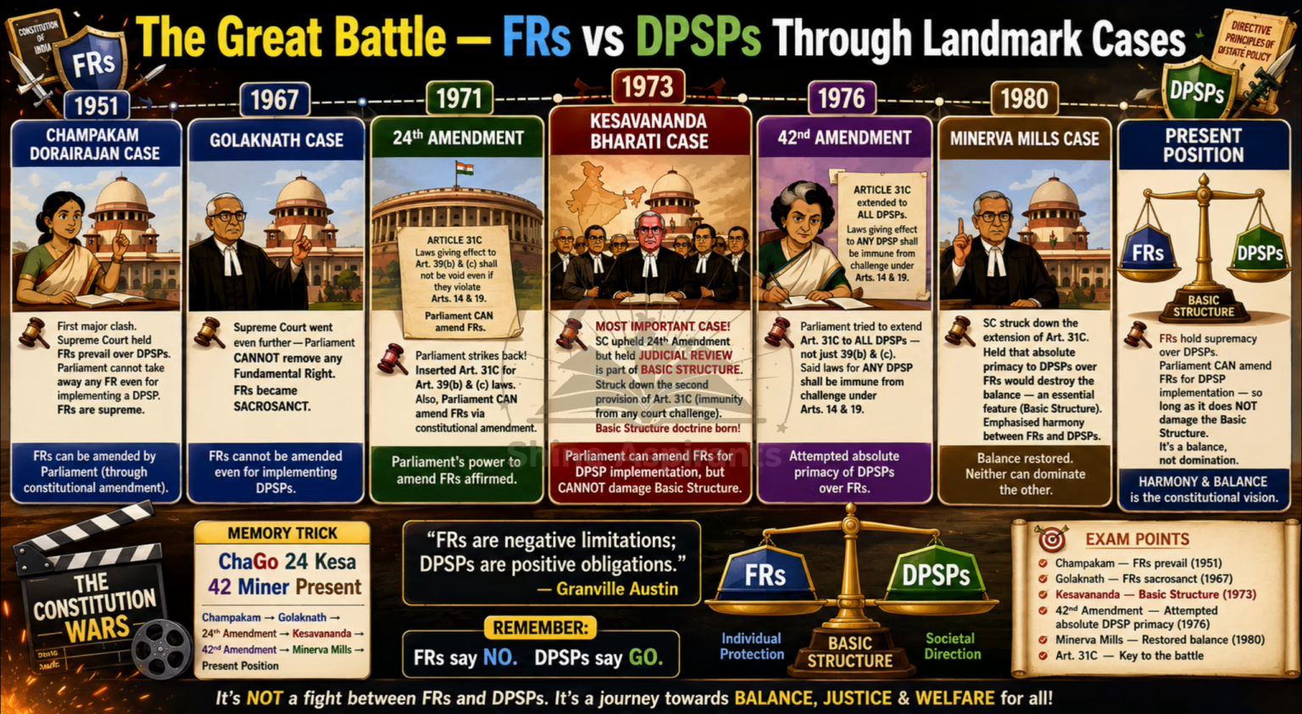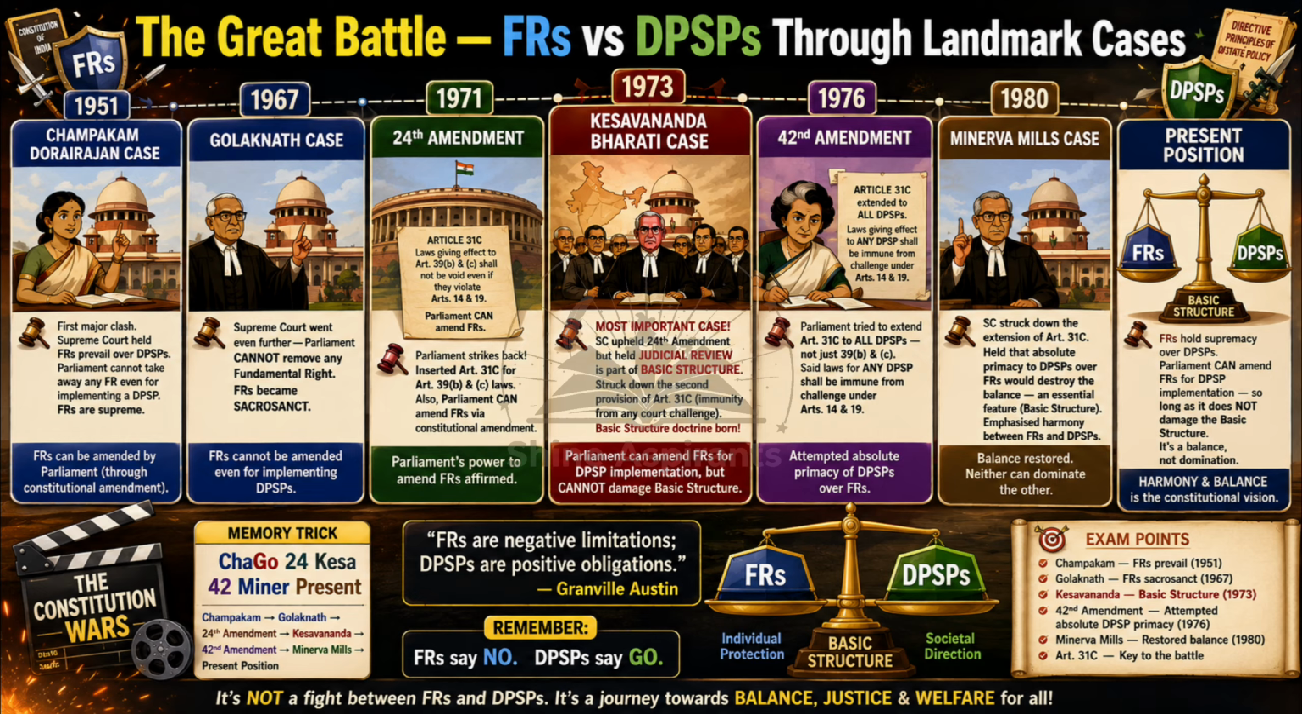1973 Kesavananda Bharati case. This is the most important case in Indian constitutional history. The Supreme Court upheld 24th Amendment but established judicial review as a basic structure of the Constitution. The second provision of Article 31C, which made DPSP laws immune from any court challenge, was struck down. The basic structure doctrine was born. Parliament can amend FRs for DPSP implementation, but cannot damage the basic structure.